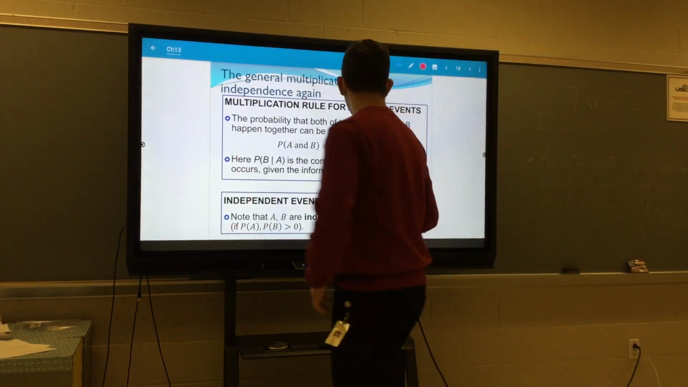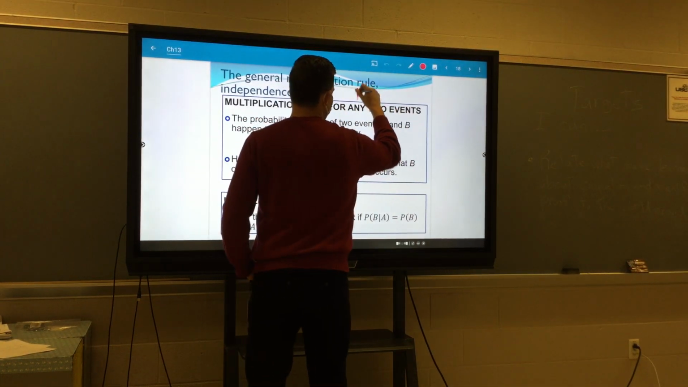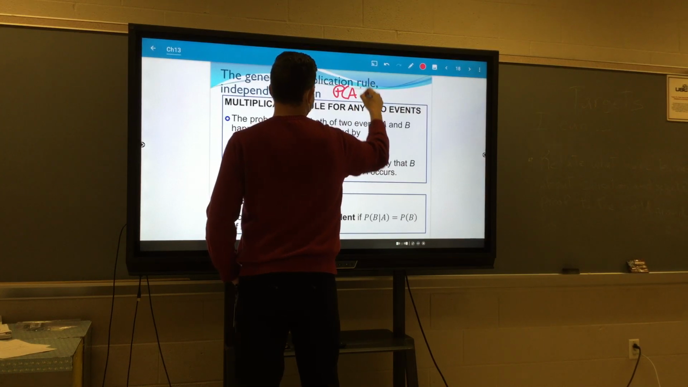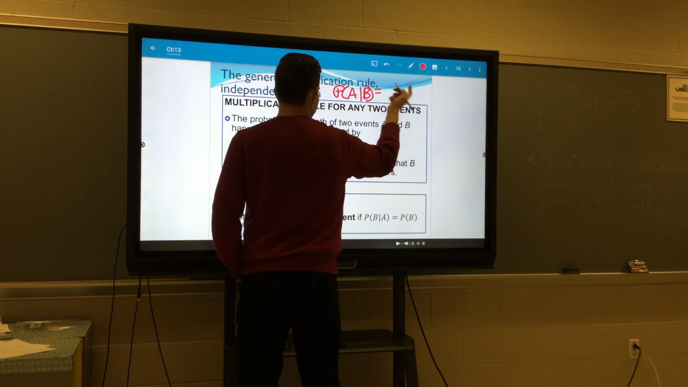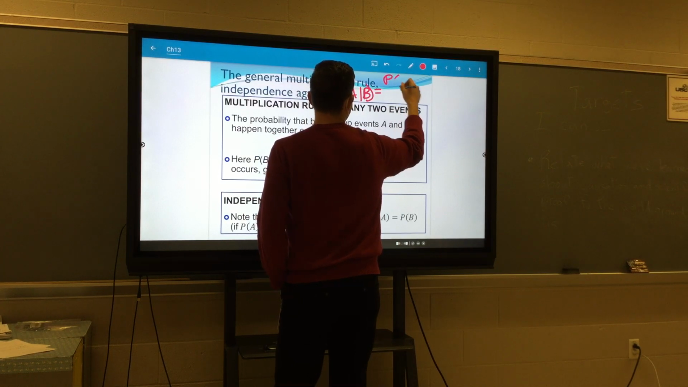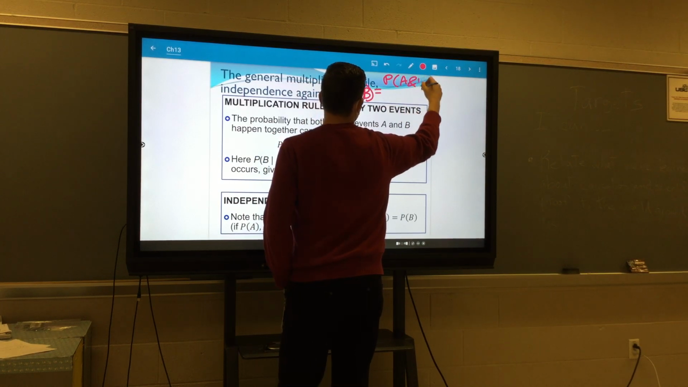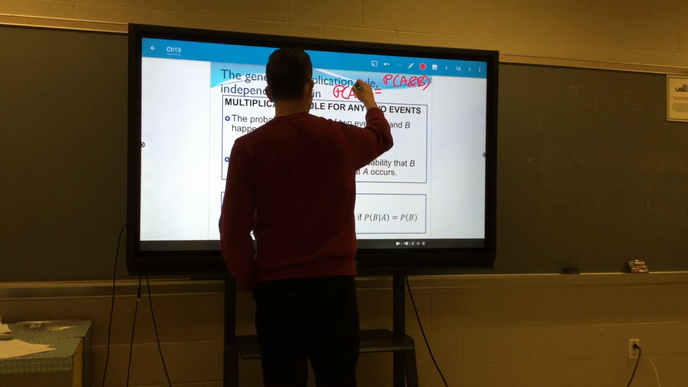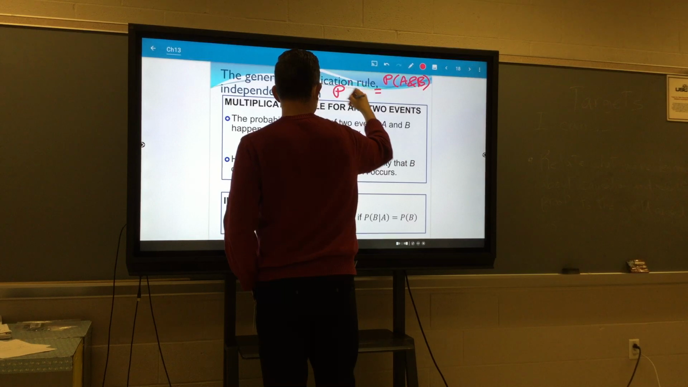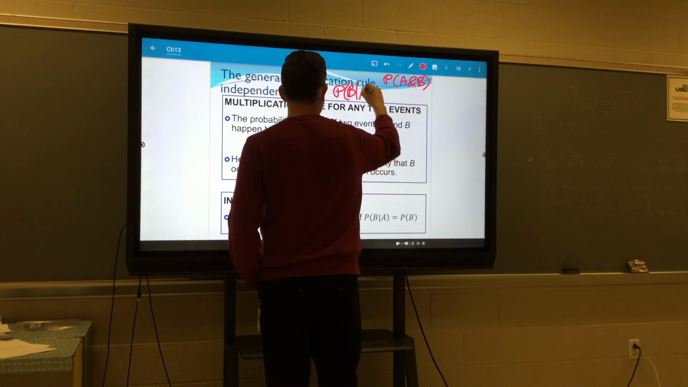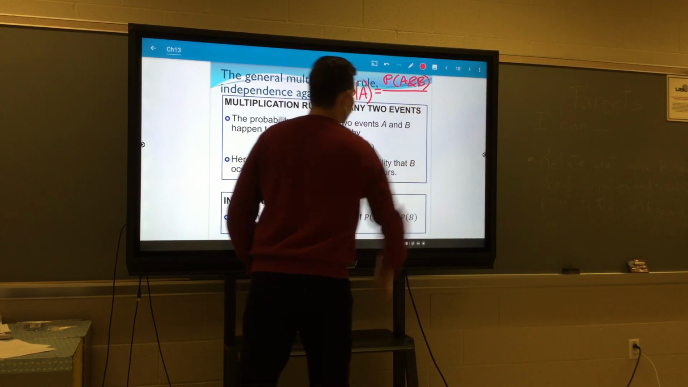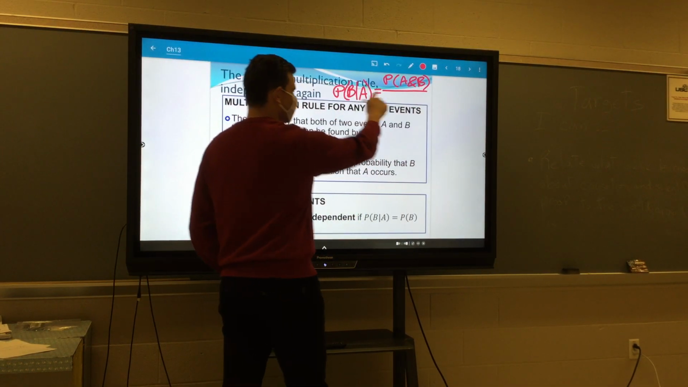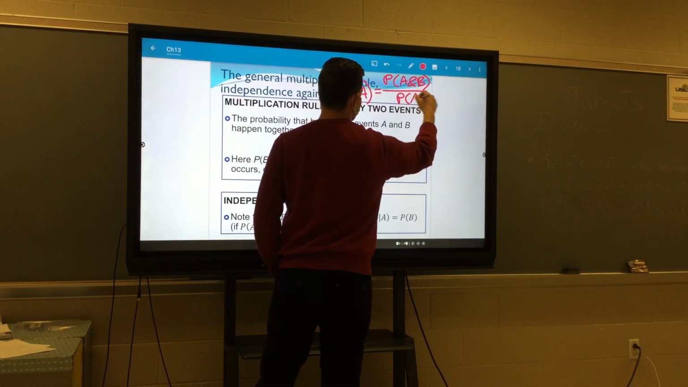So let's look at a variation here. We had said that the equation for conditional probability is probability of A given B is equal to the probability of A and B, let me reverse these. Let's say B given A. Probability of A and B divided by the probability of the condition, the probability that A happens.